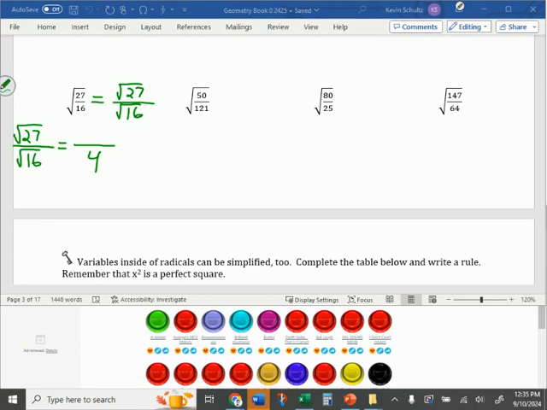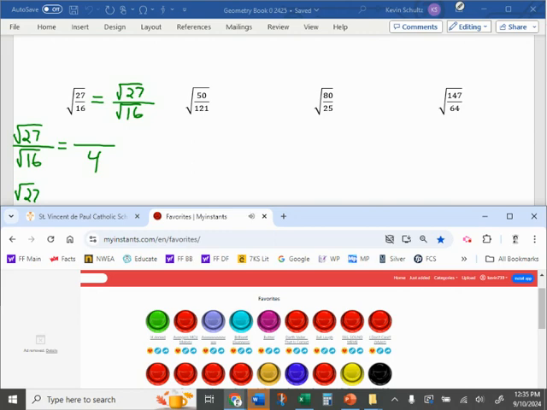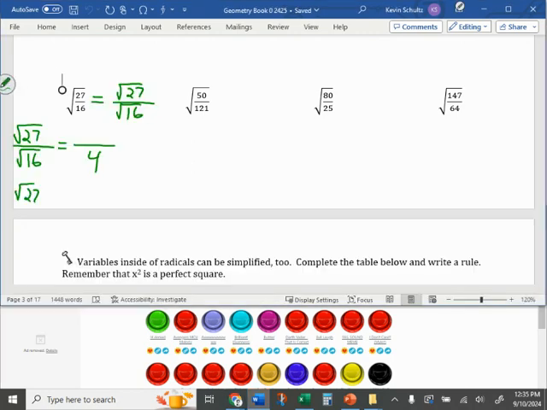So we just have that. And if you had success in the top part, what do we do with this root 27? We just continue. How, Tatum? 9 and 3. We have the root of 9 times the root of 3. There's our perfect square, that root 9 there.